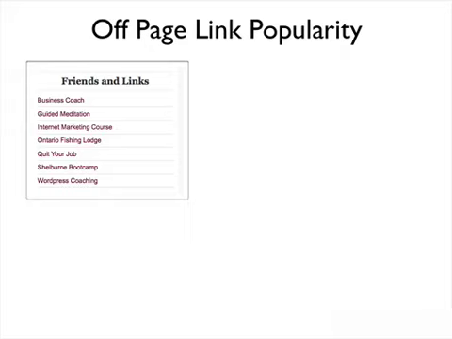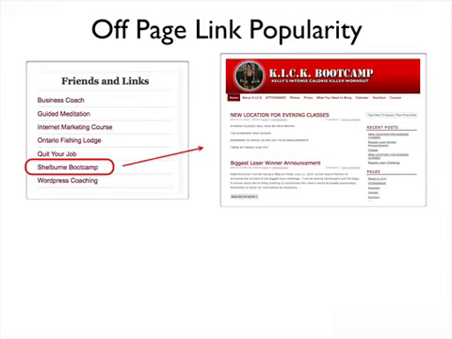So here is a screenshot of my website, of my friends and links. You can see here I'm linking to different websites. I just do this on my website to help people out because these are people I want to promote. They're my friends. We look at the specific example here, Shelburne Bootcamp. I don't type in www.kickbootcamp.com. I put in the anchor text, and that's the word here, anchor text, Shelburne Bootcamp, and that anchor text links to her website.